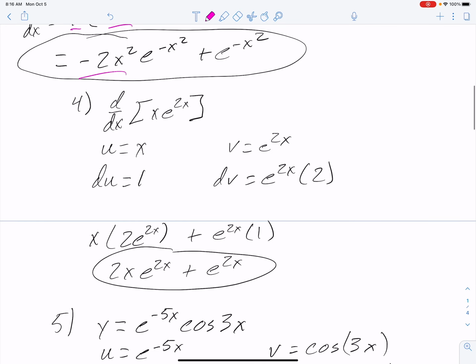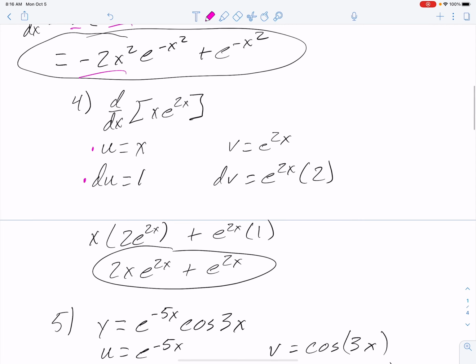Number 4, pick my u value. In this case, it's x, which means its derivative is 1. Very similar to the last one, my v value is e to a power. In this case, it's 2x. The derivative of e to the 2x power is e to the 2x times the derivative of 2x, which is just 2. And then again, I've got my u times dv plus v times du. And I do just a little bit of simplifying. x times 2 for my first term.